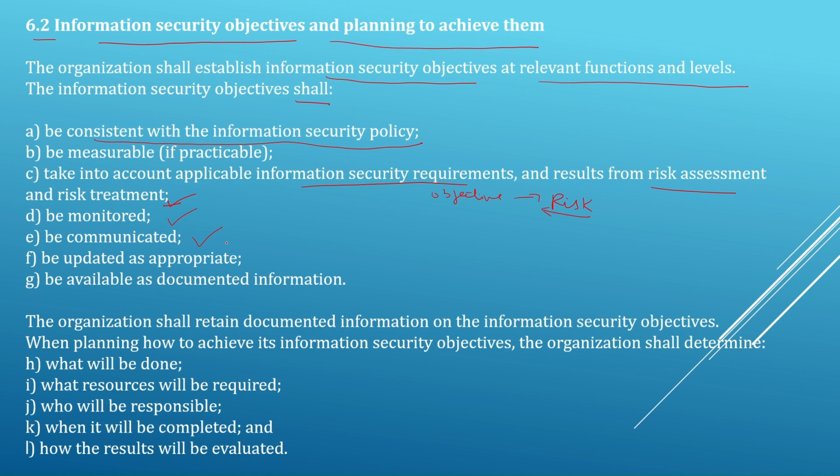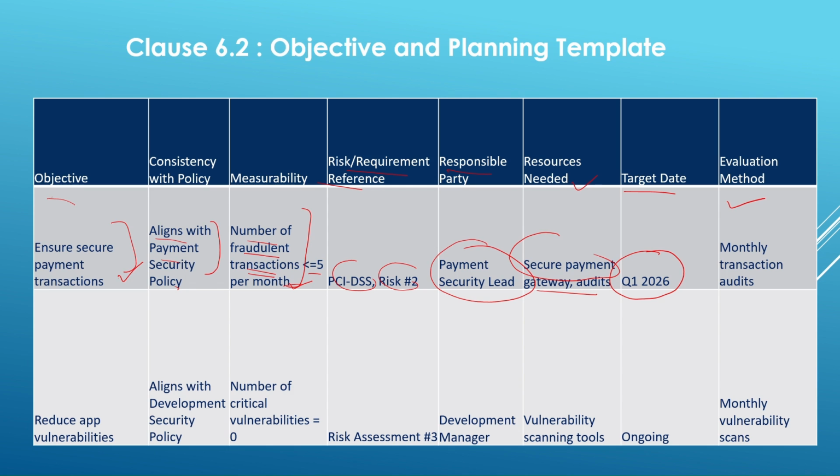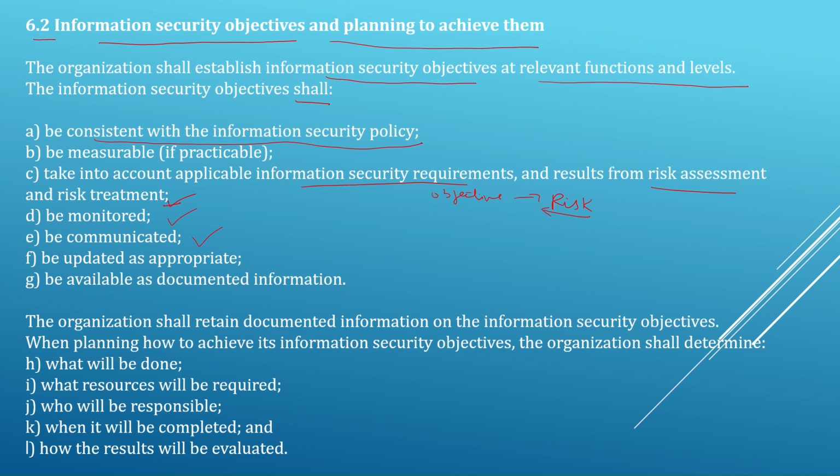If it has not been informed to the relevant member, for example, here we had the responsible party, he was the payment security lead. So you have to inform him, see, these are the objectives that we have defined for your team, and this is how you're going to mitigate it, and let us know how you want to plan it. This kind of communication should go. The next says, be updated as appropriate. Check with the latest technologies, with the latest requirements. So be updated as appropriate, whatever is applicable.